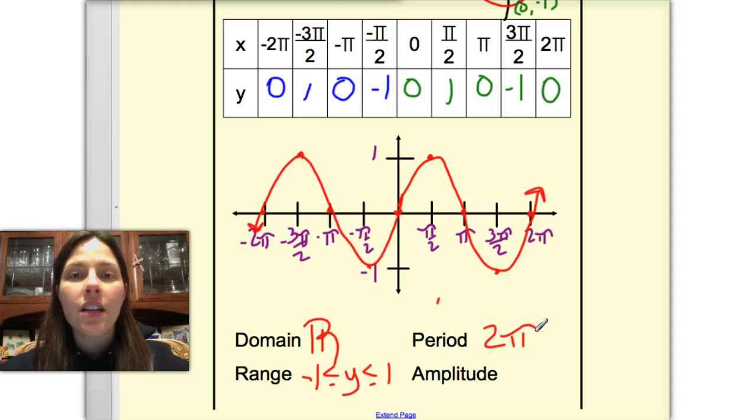The amplitude is kind of half the height of the graph. So the height of the graph is from negative 1 all the way up to 1. Half of that, so kind of starting at the x-axis up to 1, the amplitude of the parent function is 1.